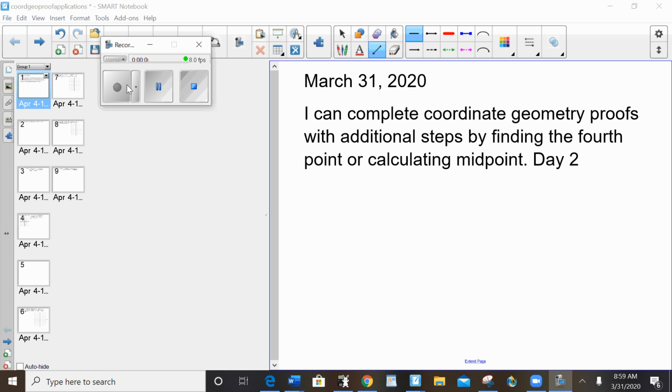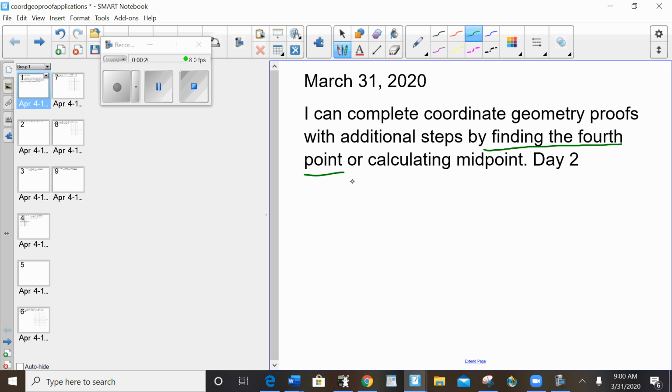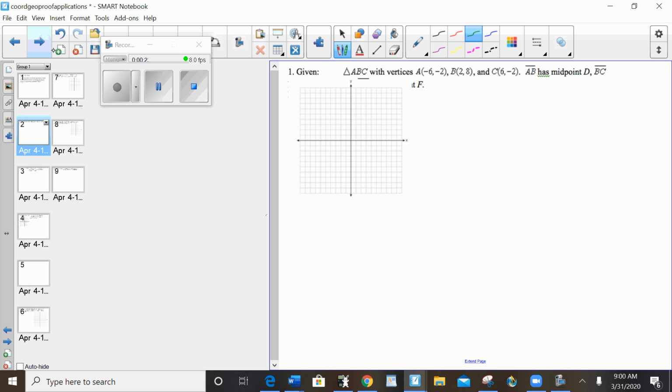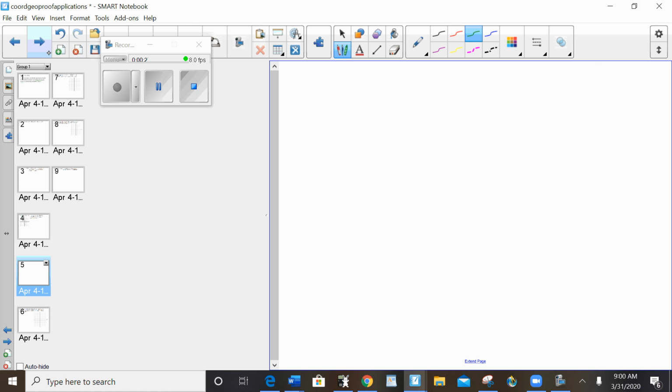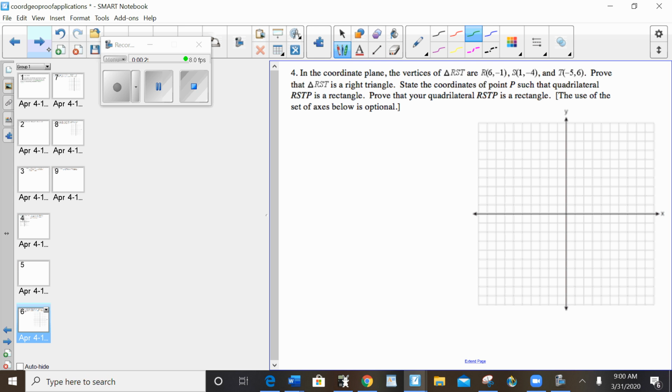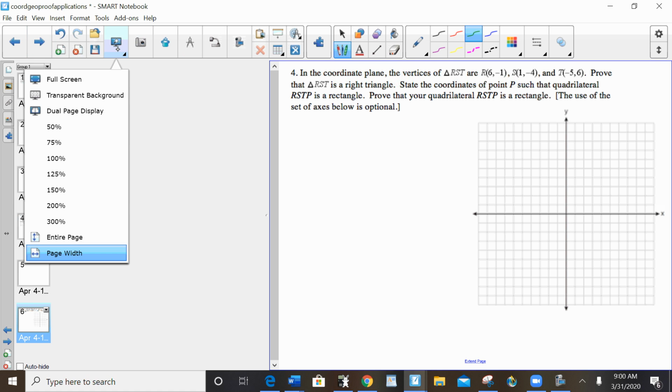This is day 2 of I Can Complete Coordinate Geometry Proofs with additional steps by finding the fourth point or calculating the midpoint. Today we're going to focus more on finding the fourth point. Yesterday we worked on calculating the midpoint. Yesterday we did numbers 1 and 2. You were supposed to do number 3 for homework. We're going to take a look at numbers 4 and 6 today. And that's what we're going to do.